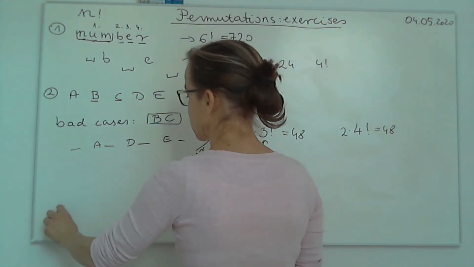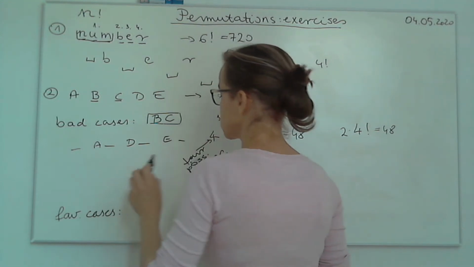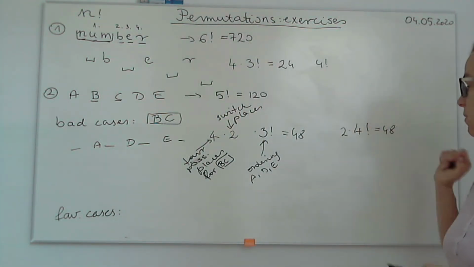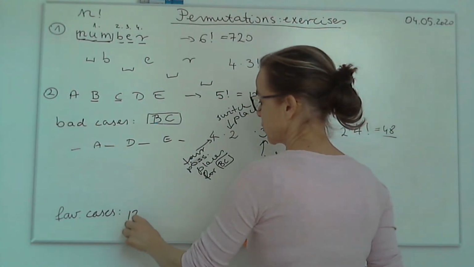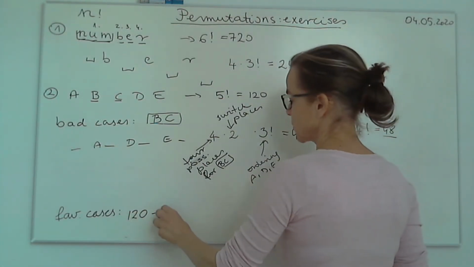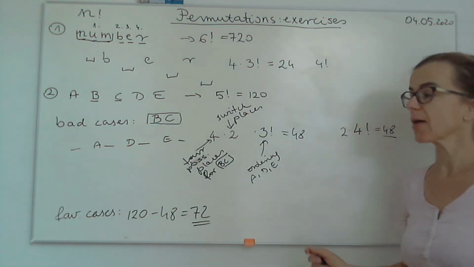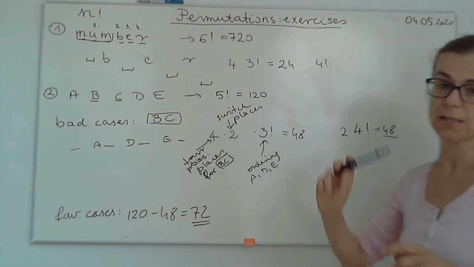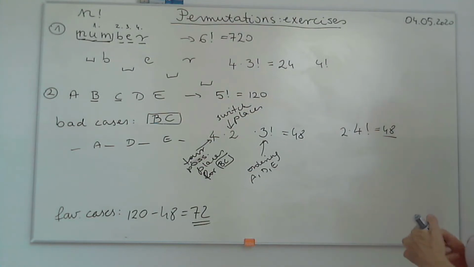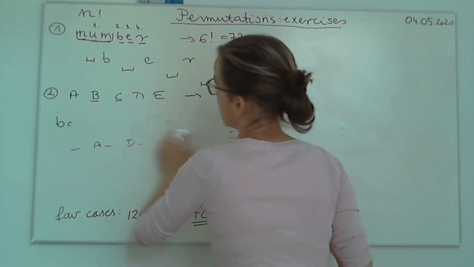So how do I calculate the favorable cases? The cases when Bill and Cecile don't sit next to each other. I subtract the bad cases from all possible sitting arrangements. So basically from 120, I subtract 48, which gives me 72. And the answer is there are 72 ways these 5 guys can sit next to each other if Bill and Cecile don't sit next to each other. Okay, let me clear the board and let's move on to some number problems.